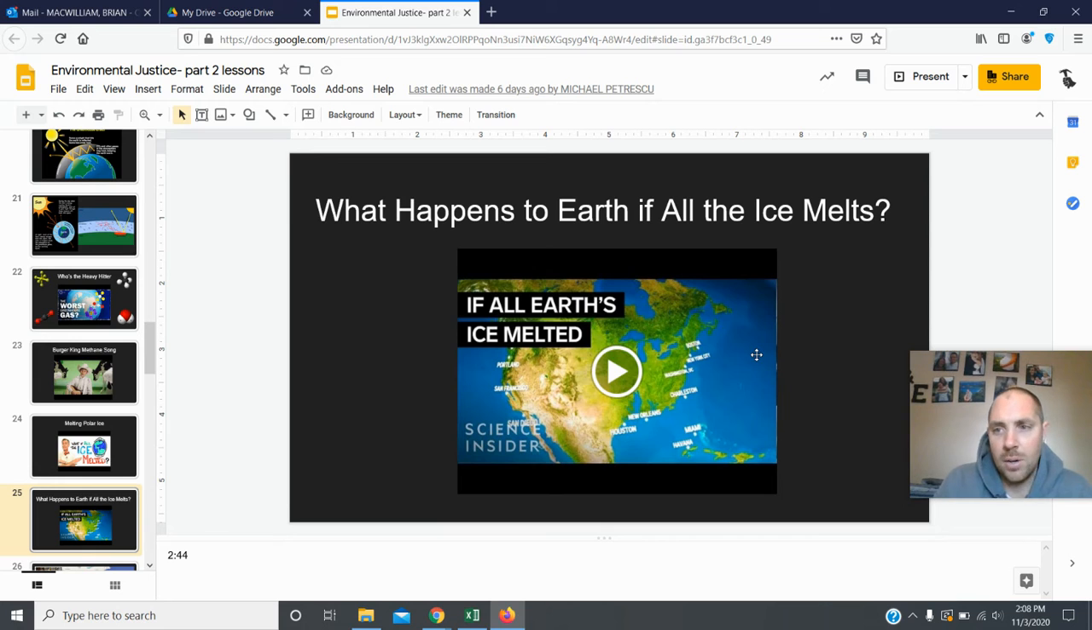This here is a simulation. If all the ice on the planet melted, what would the surface of the Earth look like? Because obviously, if all the ice melts, the ocean is going to rise. If the ocean rises, some cities like New York, which are on the waterline, all of a sudden they disappear. They go underwater. So this simulation shows how the Earth's surface will change.